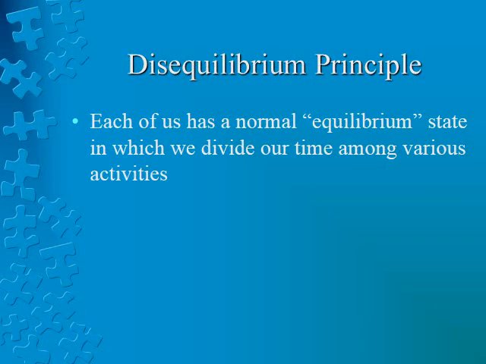Now, there's a way that you can turn almost anything into something that is rewarding. And everybody has what we call a normal state of equilibrium. This is just a state in which we equally divide our time among the various activities we like to perform. Picture the ideal way that you would like to spend your day, or the ideal way you'd like to spend your time, and you get an idea about how this principle is supposed to work.